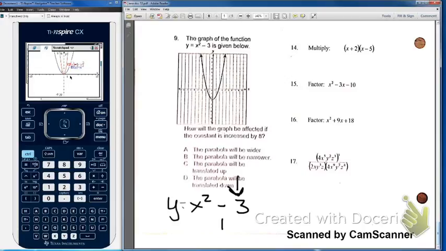So let's go. What's negative 3 plus 8? It's not 11. It's 5. So you would have y equals x squared plus 5. So they want to know what happened. Did the parabola get wider, narrower? Did it translate up, or did it translate down? So you graph both of them in your calculator. X squared minus 3, and then x squared plus 5. Would it translate up? It would translate up. So your answer would be C.